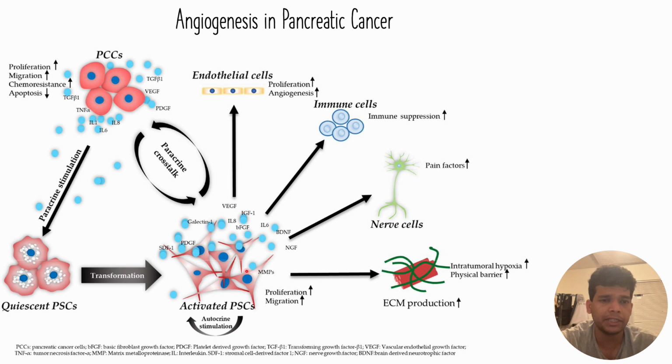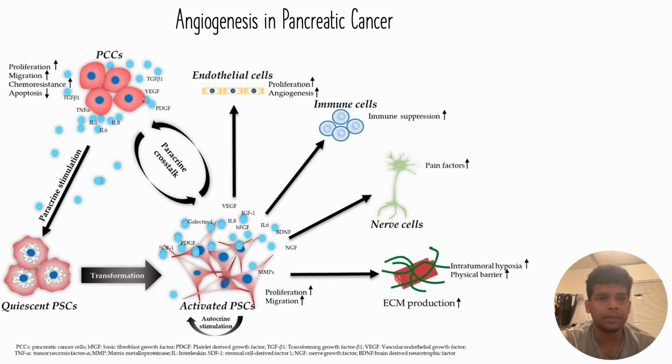So these are the activated PSC, or pancreatic stellate cells, and these are the pancreatic cancer cells. What happens is that a paracrine crosstalk occurs between pancreatic cancer cells and the activated PSCs. Some of you might not be aware of this term, paracrine. What does paracrine mean? Paracrine is, we can say, a complement of autocrine.